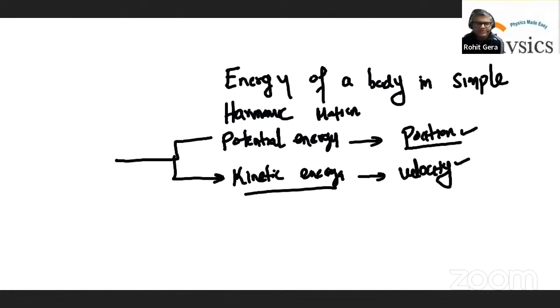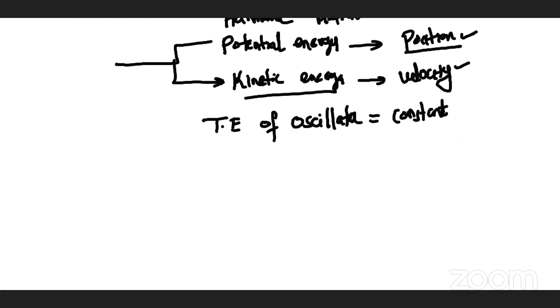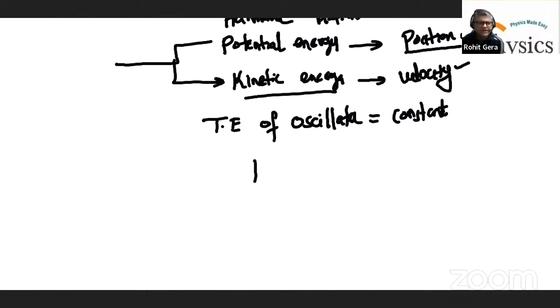But the total energy of an oscillator or body in SHM is a constant. So there is an interchange between the two. Okay. So how is it conserved? It remains conserved because there is no external work being done by anything, right? So how do we start the SHM, we put F is equal to minus kx.